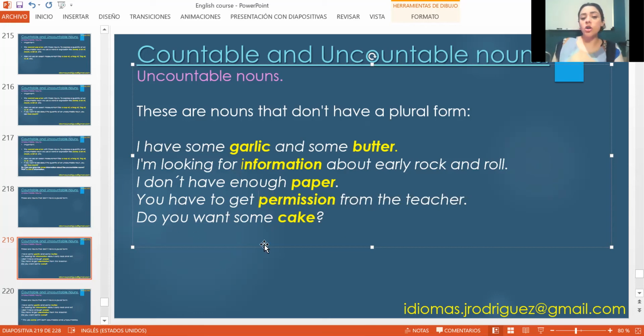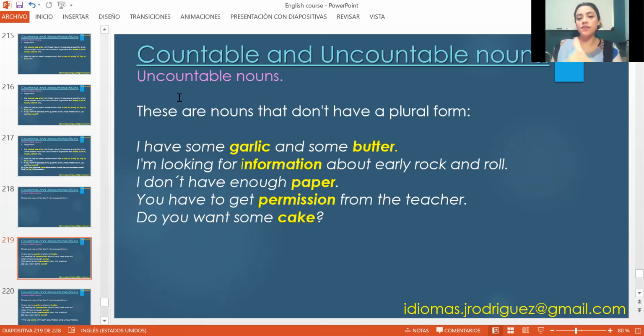And then I have, do you want some cake? Do you want some cake? Cake, that is uncountable. Okay, uncountable. So these nouns don't have a plural form. Okay, no tienen forma plural. Not garlics, not butters, not informations, not papers, not permissions, not cakes.